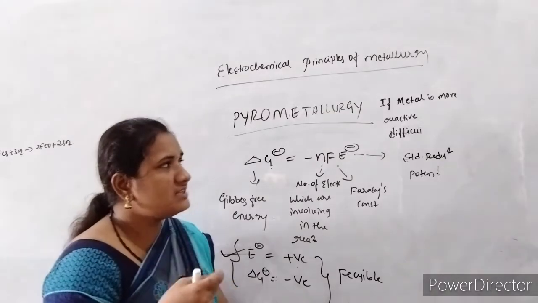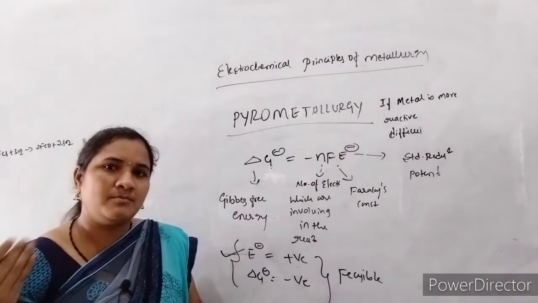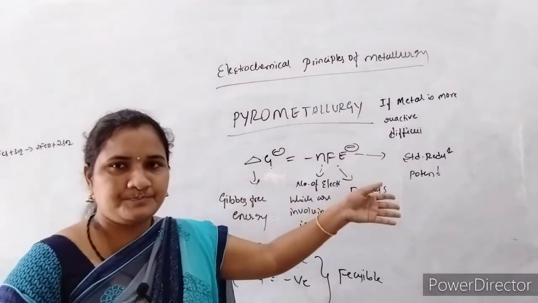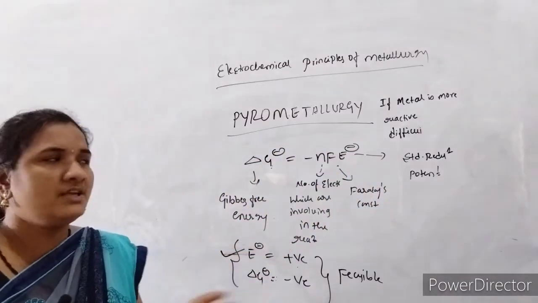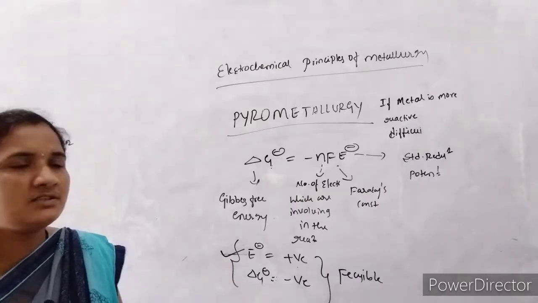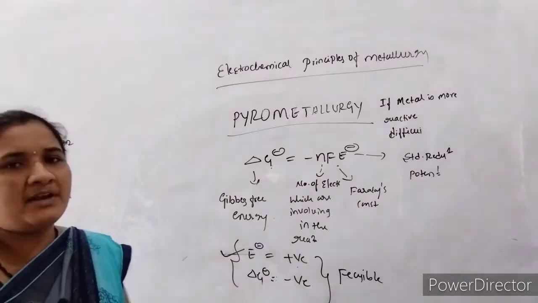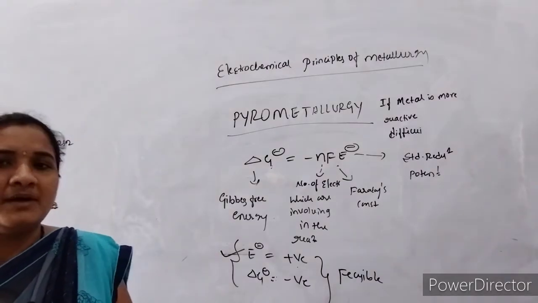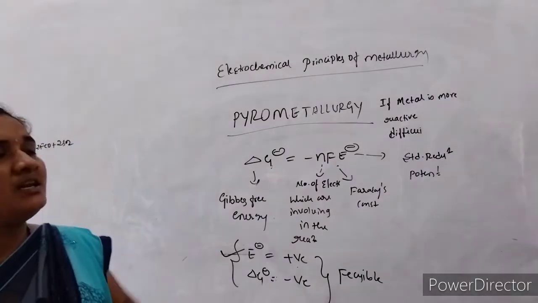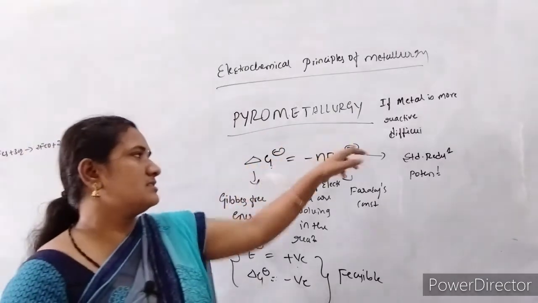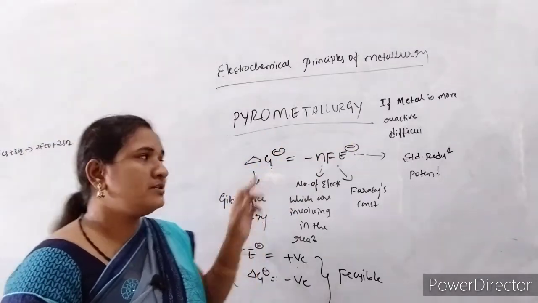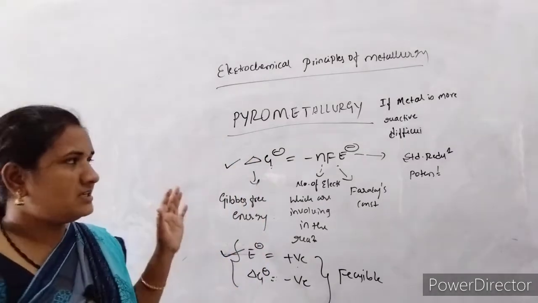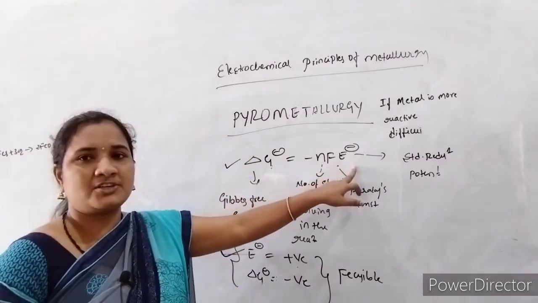In this way, the less reactive metal will come out from the molten solution, and the more reactive metal will stay in the reaction media. So this principle will be applied for the metallurgical process also. That is why it can be studied with the help of electrochemical principles. By using this equation, we are going to express delta G naught of the metallic extraction in terms of standard reduction potential.